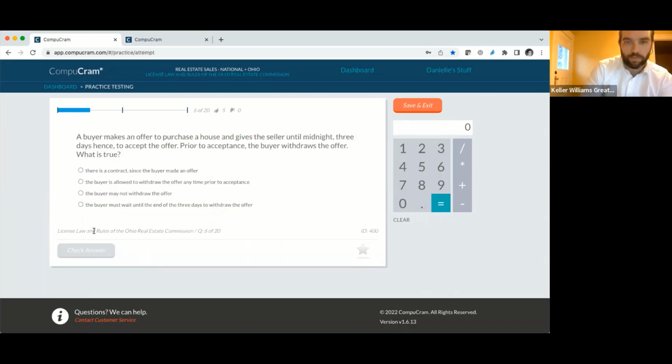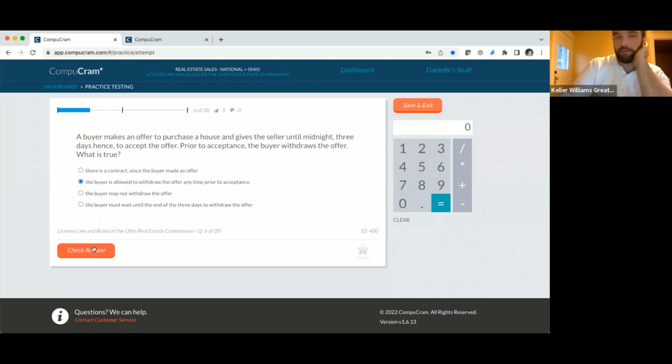Question number 6: a buyer makes an offer to purchase a house and gives the seller until midnight, 3 days hence, to accept the offer. Prior to acceptance, the buyer withdraws. What is true? A, there is a contract since the buyer made an offer. B, the buyer is allowed to withdraw the offer anytime prior to acceptance. C, the buyer may not withdraw the offer. Or D, the buyer must wait until the end of the 3 days to withdraw the offer.